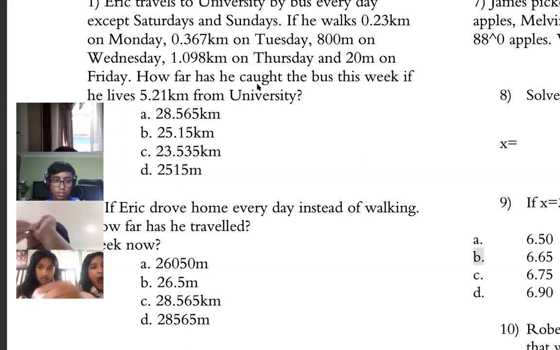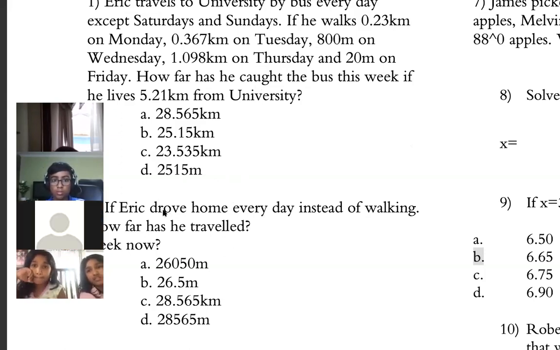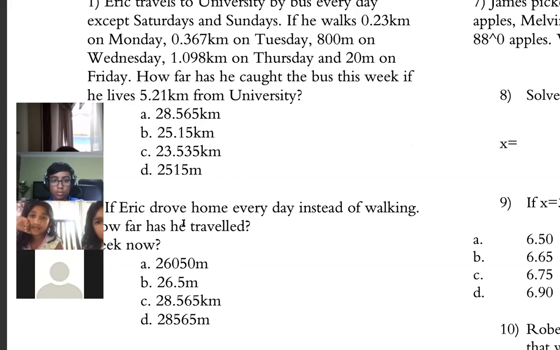Okay, awesome. So guys, this is really easy. If Eric drove home every day instead of walking, does driving affect how far he travels? No, it doesn't. So he travels the same distance. And the distance he travels every day is 5.21 kilometers. There are 5 days in a week. The answer is 5.21 times 5. Oh, it's A. That's so easy, right?